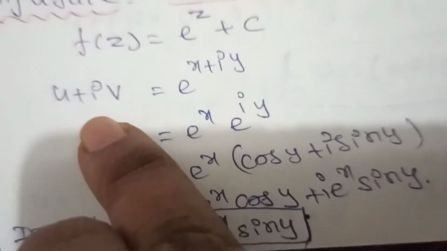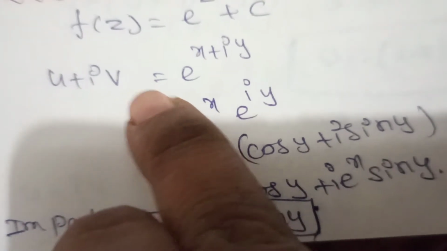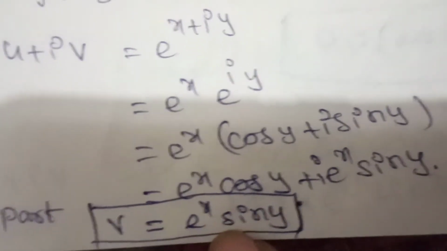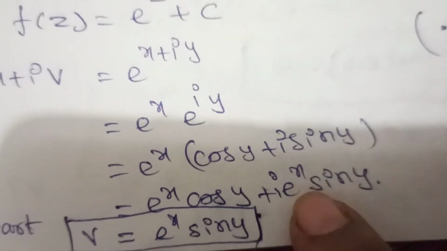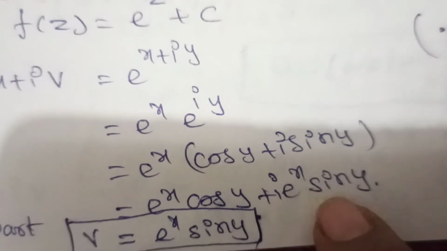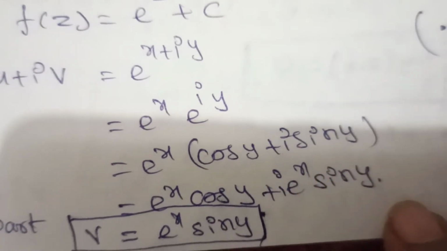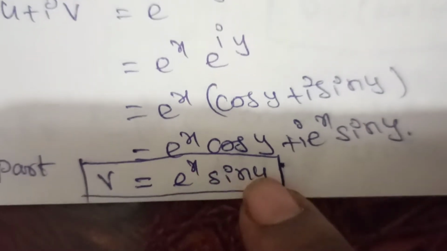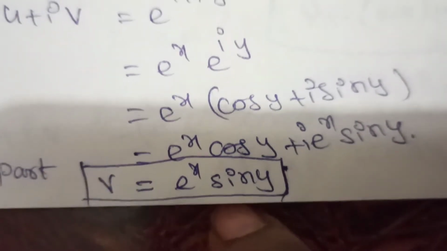Here, the left side value, what is the imaginary part? That is, u is a real value, and i coefficient v is an imaginary value. Okay, that is v equal to the right side value of the imaginary part, the i coefficient value, e power of x into sin y. Therefore v is equal to e power of x into sin y, this is the conjugate value. Okay, this is the answer.